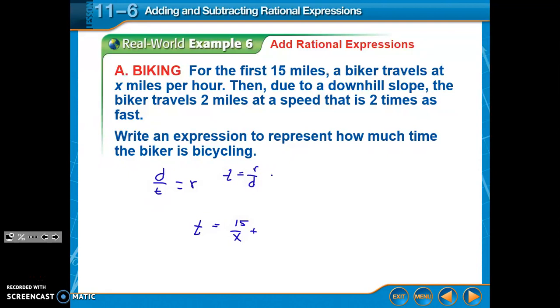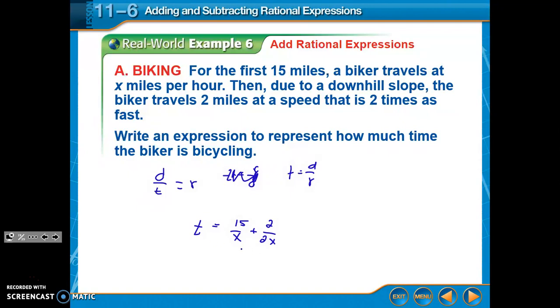And then it says he travels 2 miles at a speed, so my rate now is twice as fast. So we have miles on top, sorry, I mixed this up. It's time equals distance over the rate. So we have the miles on top and the rate on the bottom.